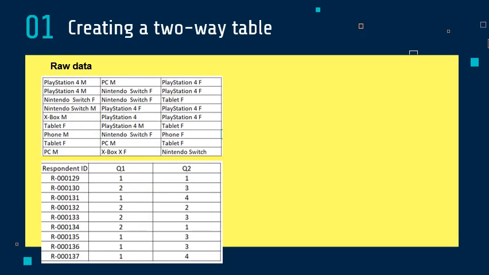Okay, so let's create a two-way table using some raw data. So that's data that's been collected, but it hasn't been put into a table, or it hasn't really been cleaned or sorted in any particular way. It's basically the first data grab that you get. It could be on the back of a napkin, on a post-it note.